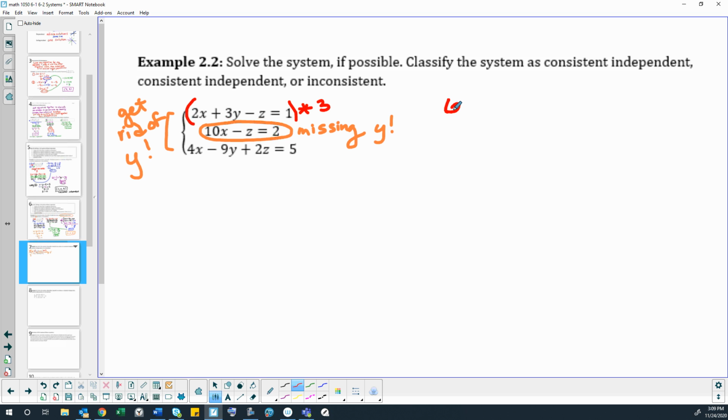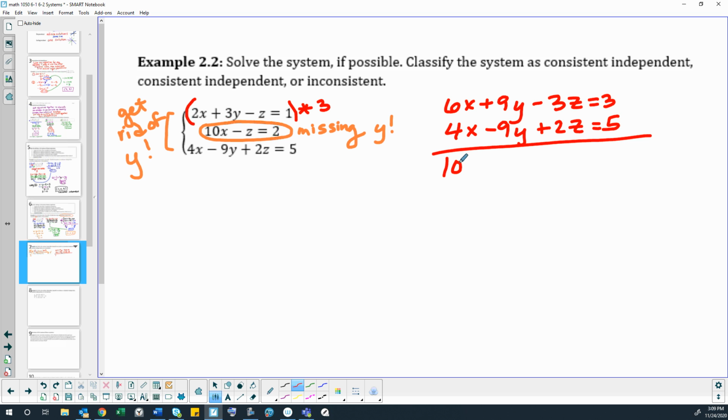So that gives us 6x plus 9y minus 3z equals 3. And then this is just going to stay as is: 4x minus 9y plus 2z equals 5. Add those together, we get 10x, 0y, negative 1z equals 8. All right, well now we have that middle equation with y missing, and we have a new equation with y missing.